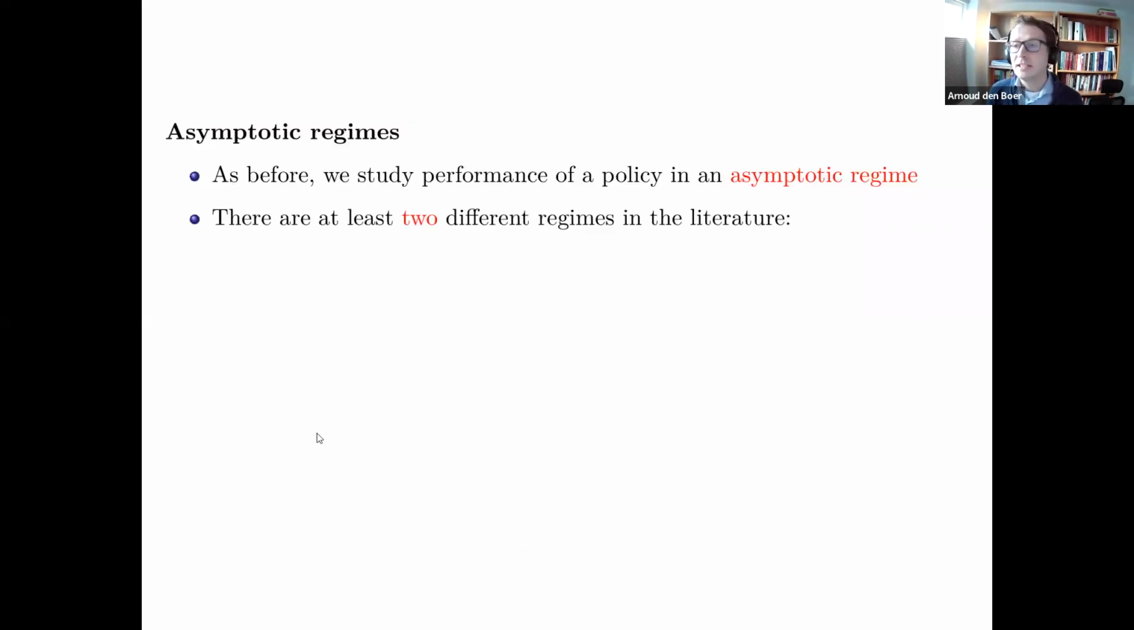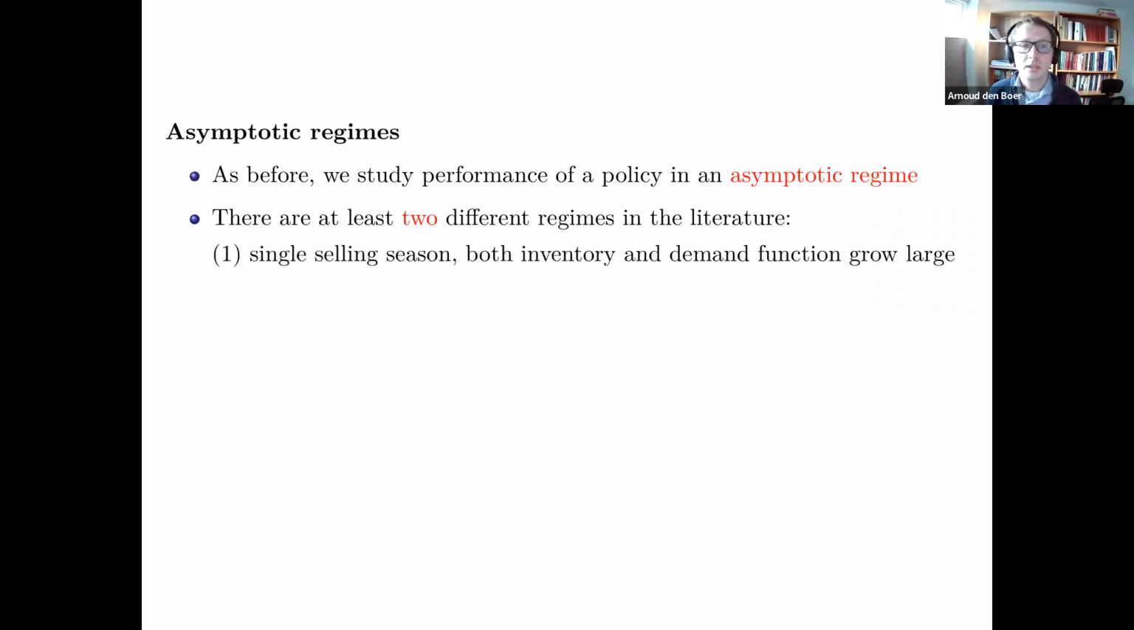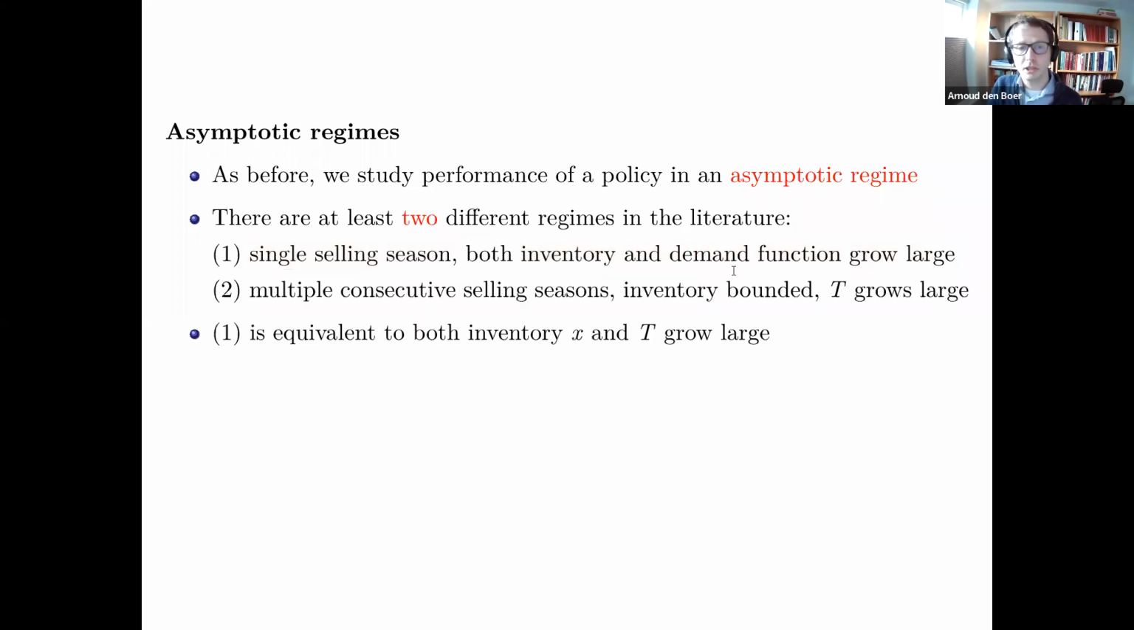Now, there are actually at least two different regimes, and there can be many more. So the regime in which this regret rate is studied is the following. There is just a single selling season, and the inventory and the demand function grow large. What does that mean? I just multiply my inventory by some number n, and I multiply my demand function by some number n, and then I have the nth problem instance, and then I let n grow large.